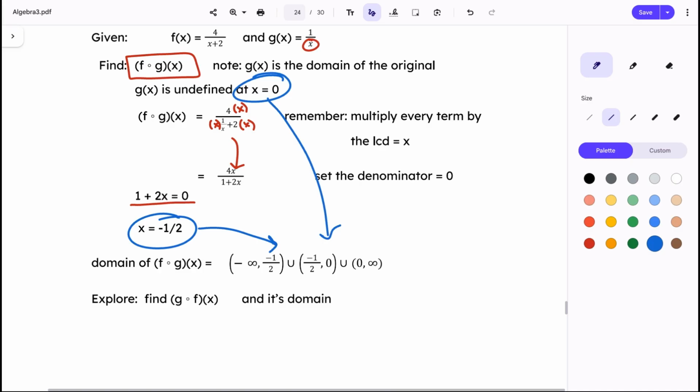Okay, so let's do this now with g of f. So we're going to do the same two functions, but we're going to do the whole process. So we're going to plug in f's function in for g's x. So g says 1 over x. So instead of x here, we're going to put in f's equation, which is 4 over x plus 2.